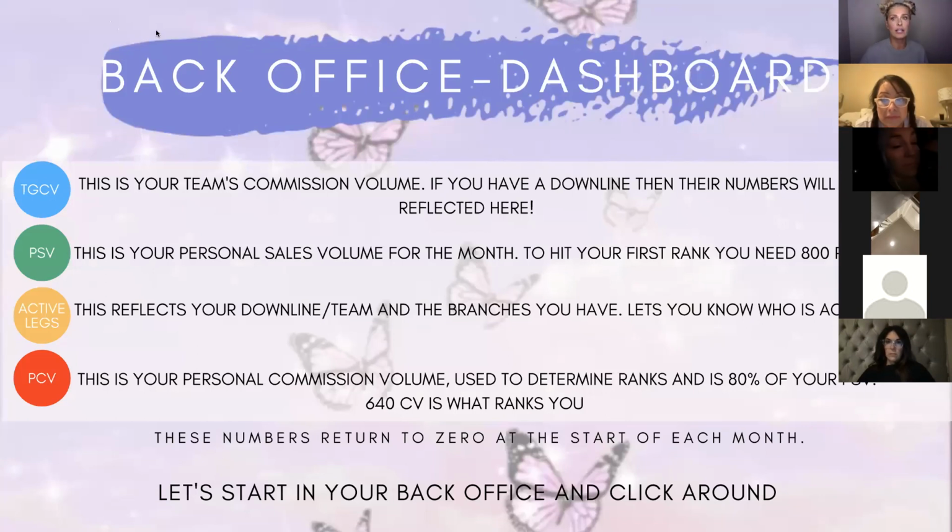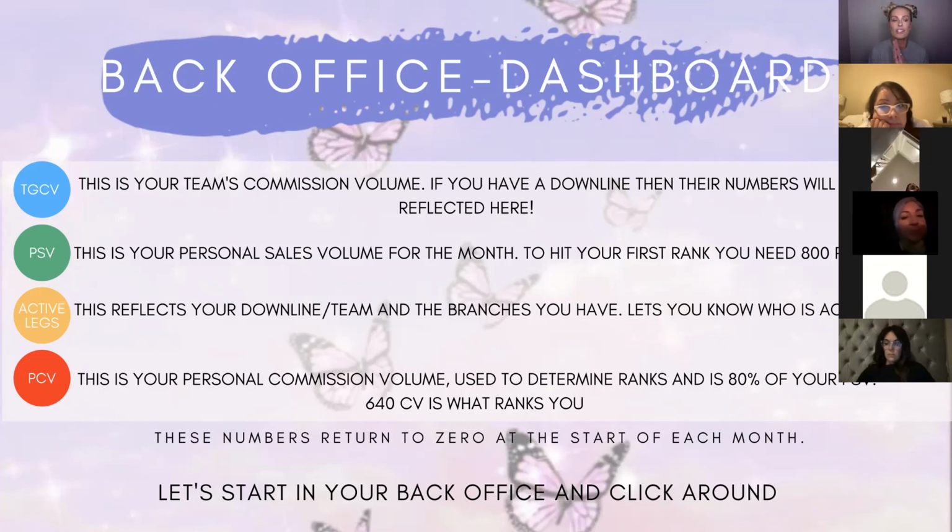Okay, so here we see the back office dashboard. A lot of times we get questions about these bubbles you see in your back office. So you'll see here the blue one, this is your total team commissionable volume. So if it's just you, it's just going to show your TCV, which is commissionable volume, which is 20% less than your PSV, which is your personal sales volume.